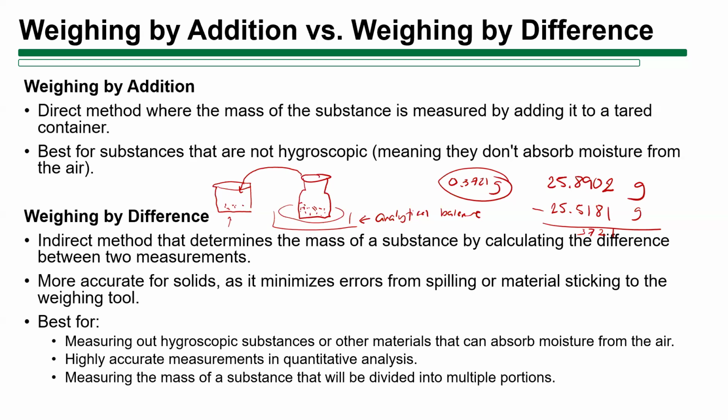But when you weigh by difference, because you already know the mass lost from the original container, all right, even if the solid in the beaker absorbs water, it won't be affected because you have already calculated the amount of mass that you have added. Okay, so that's the reason why we use weighing by difference for measuring hygroscopic substances.